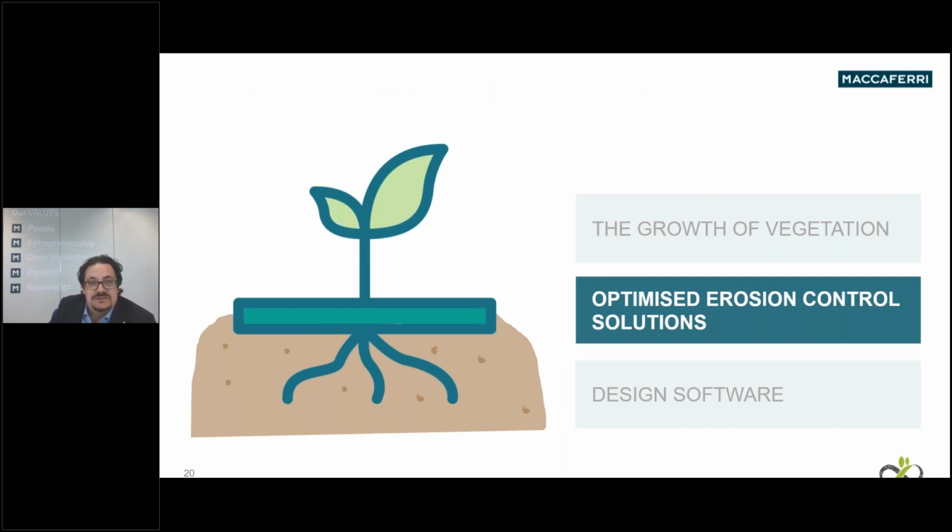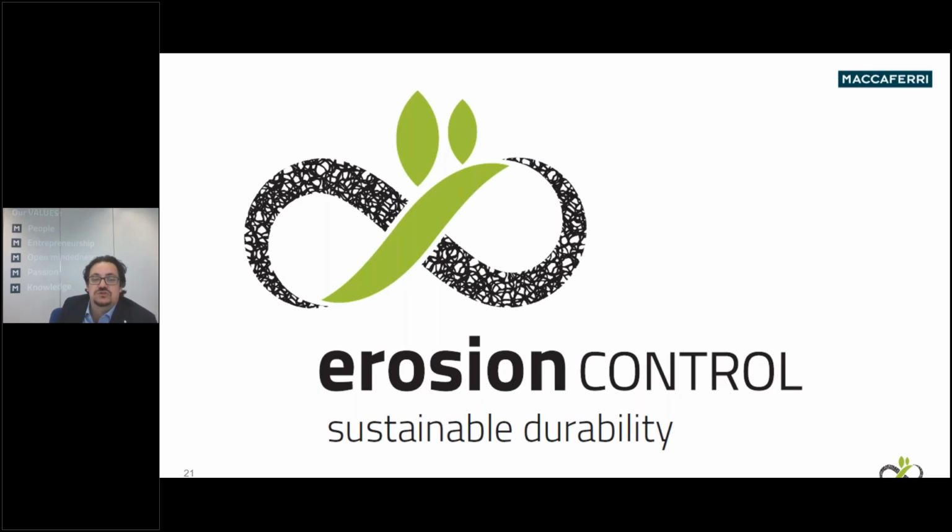So based on this research and on the tests done, we worked to find an optimized erosion control solution. An erosion control solution not only sustainable, but also durable. And this is very, very important, especially to reduce the maintenance on your structure.